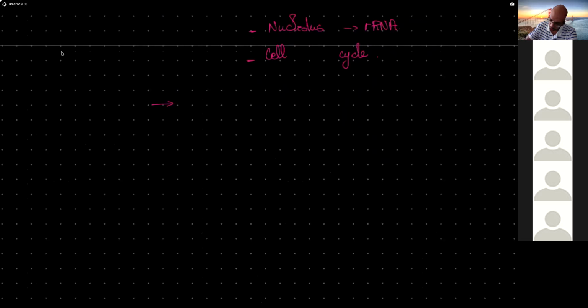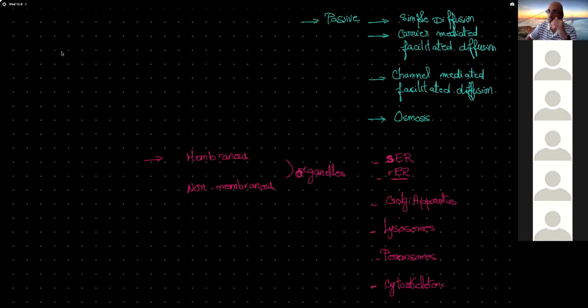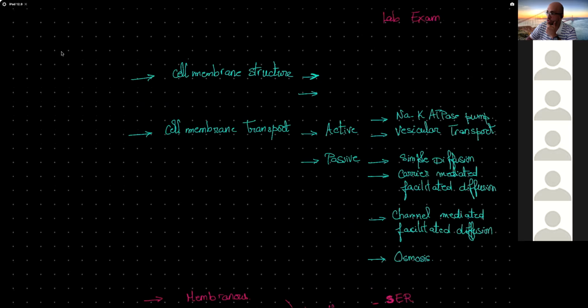We also discussed the structure of the DNA and RNA and how the transcription and translation are taking place. So this is a quick overview of the different topics that have been discussed in this chapter.